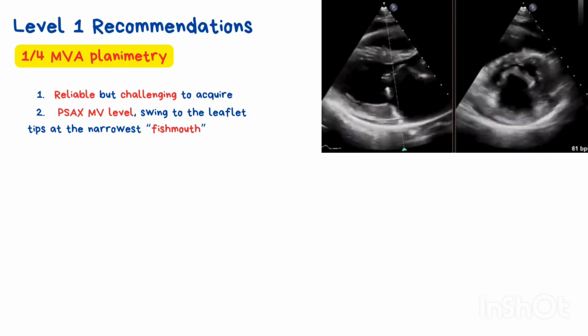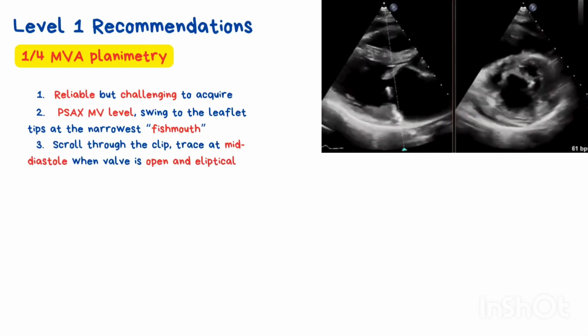Tilt your tail inferiorly to get the narrowest opening of the MV that gives you that classic fish mouth appearance of the orifice. Scroll through your clip carefully and freeze it in mid-diastole when the valve is fully open. You'll usually see that the shape of the orifice is elliptical.